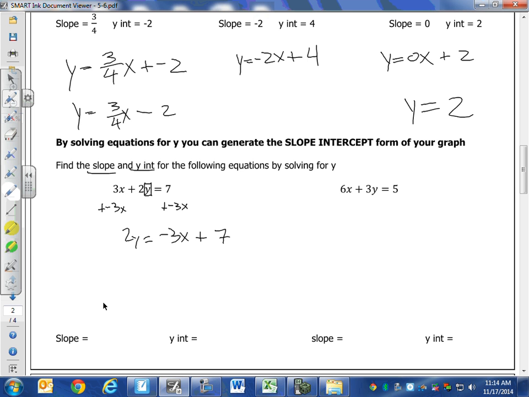Step 2, I got to get rid of the 2. How do I do that, Mr. Petrovsky? Exactly, divide by the same. Now here's the key. You are used to leaving your y equals like this, negative 3x plus 7 divided by 2. If you're dividing multiple terms by a number, what you can do is divide each term by that number separately.